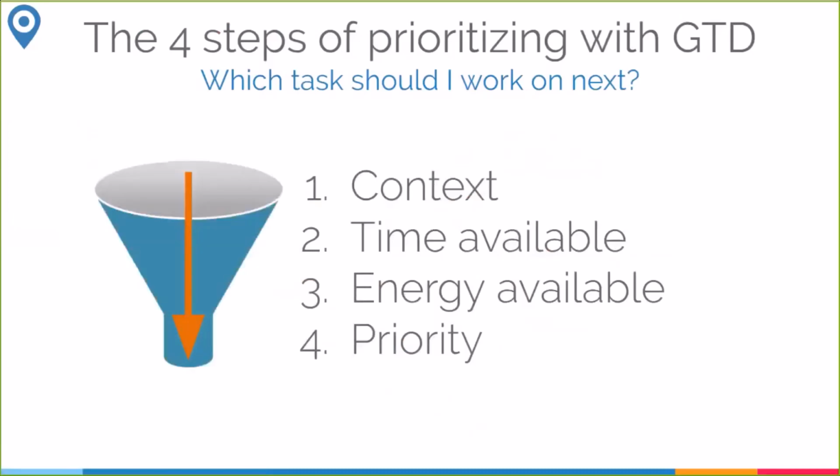There's 4 steps here, and the goal is to start at the first one, context, then go to time available, energy available, and then priority. With each of those steps, you're eliminating tasks which are inappropriate for you to work on now. And then you end up with a very small list to pick from at the end of this.